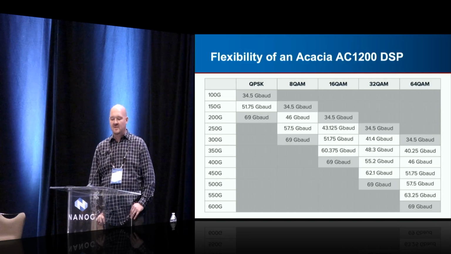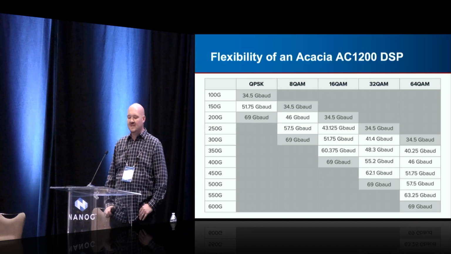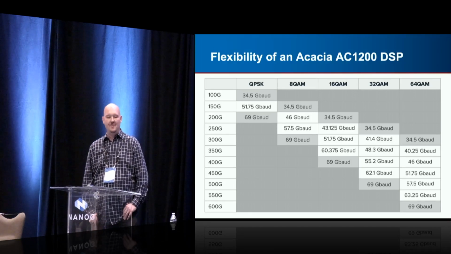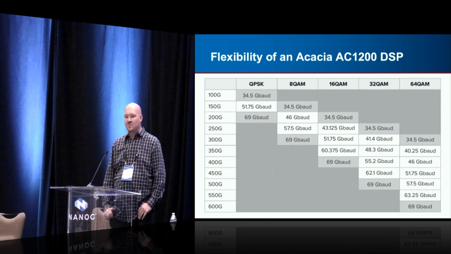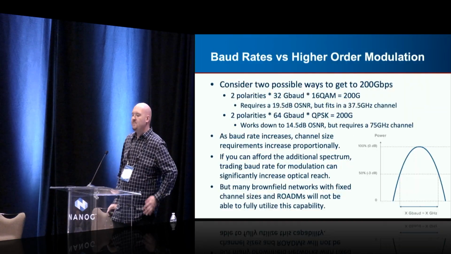So if you want a 200 gig signal, you might do it at 34 gigabaud at 16 QAM. You might do it at 46 gigabaud at 8 QAM. You might do it at QPSK at 69 gigabaud. And each one has a performance trade-off. So here's what I mean by that.